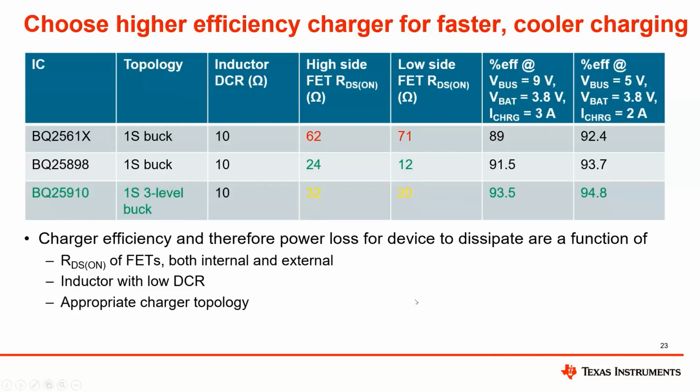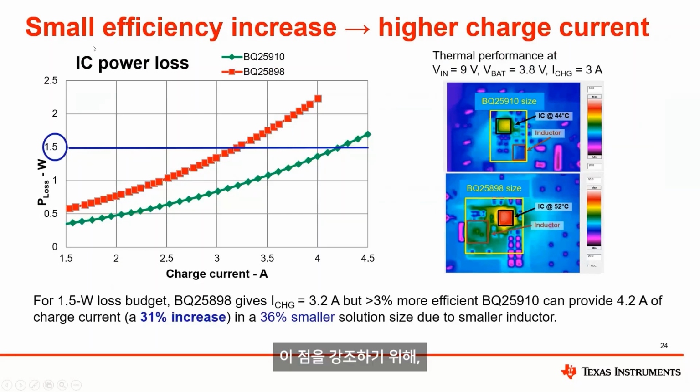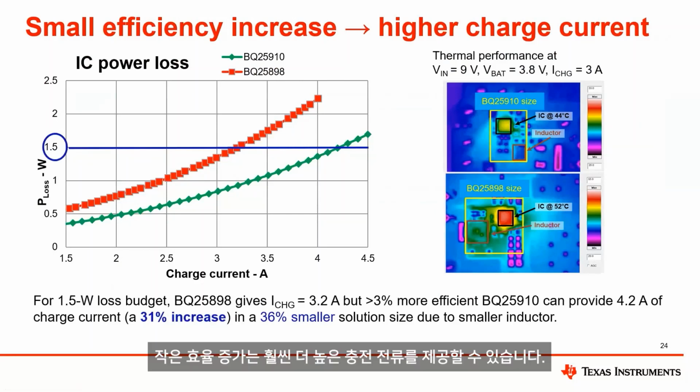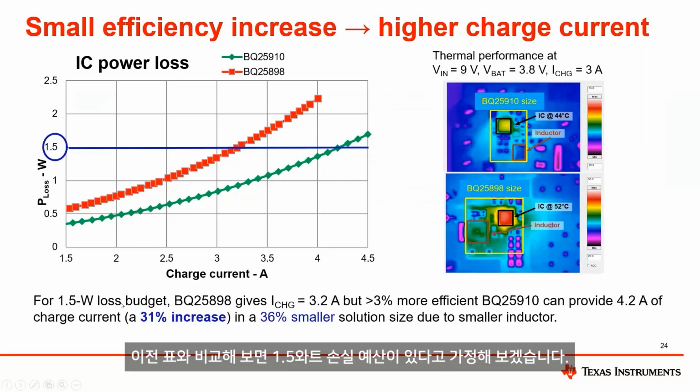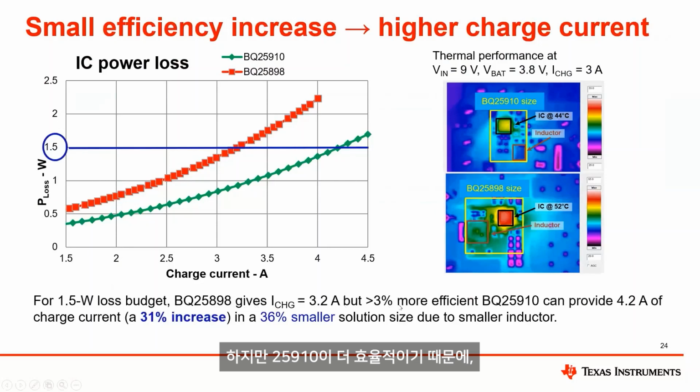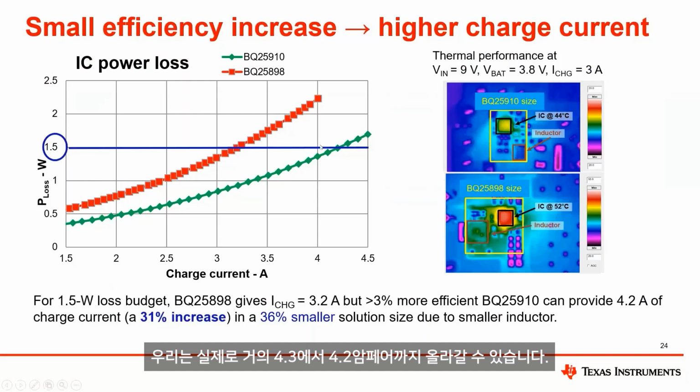And just to highlight that point, small efficiency increases can give you a much higher charge current. Comparing from that table before, let's say we had a 1.5 watt loss budget. The 25898 can give you a charge current of 3.2 amps before it hits that, because of its efficiency. But because the 25910 is more efficient, we can get all the way up to almost 4.2 amps.